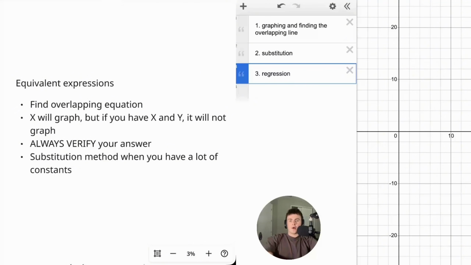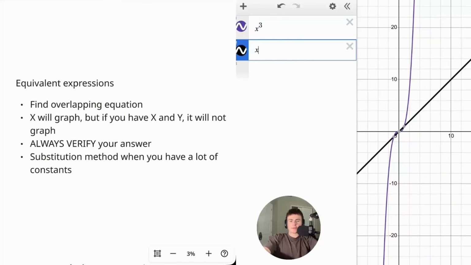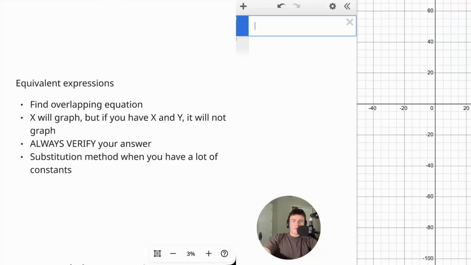Now, in general, with equivalent expressions, you want to find the overlapping equation. I already went over that. X cubed and then x times x times x. It's the same line because they overlap. So that's it. Now, if you have an equation with an x, it'll graph the line. But if you add a y, it will not graph. So you have to finish the equation like this. You don't need anything else if you just have an x because the equation is complete. But if you have a y, it's not going to graph. So keep this in mind. You have to finish the equation.